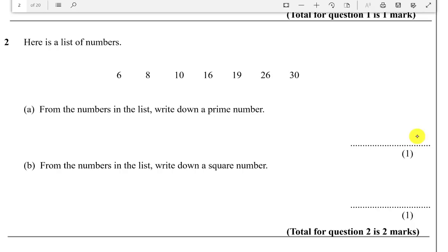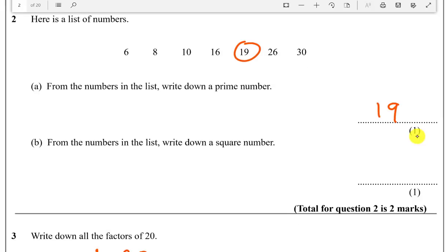From the numbers in the list, write down a prime number. So we can clearly see 19 is a prime number. I know my prime numbers. But if you're not sure, find out whether any other number goes into 19 other than 1 and itself. And I clearly see no other number goes into 19, and it does not appear in the timetable apart from the 1 and 19 timetables. So therefore 19 is a prime number. You don't want to get this type of question wrong.